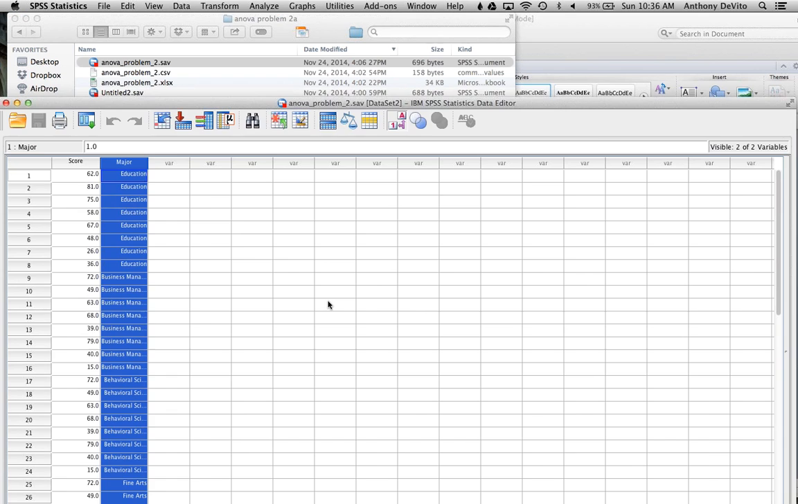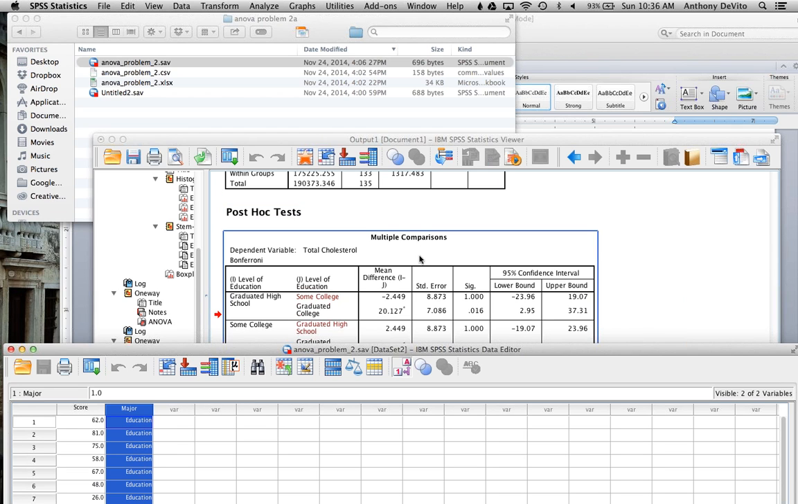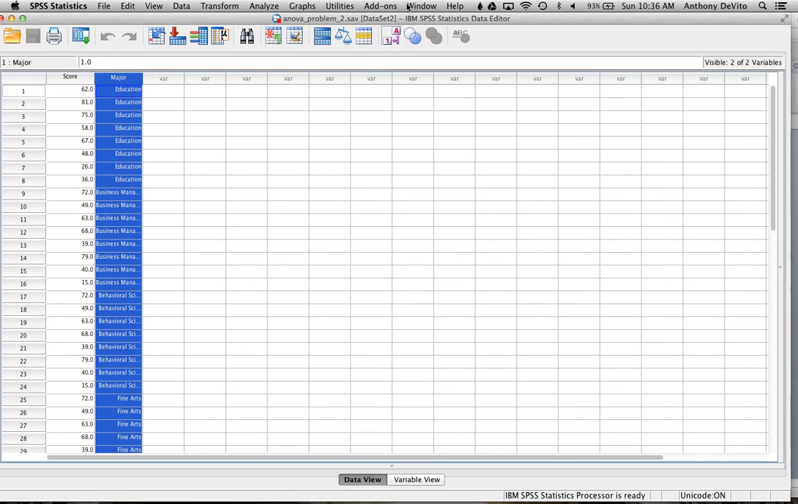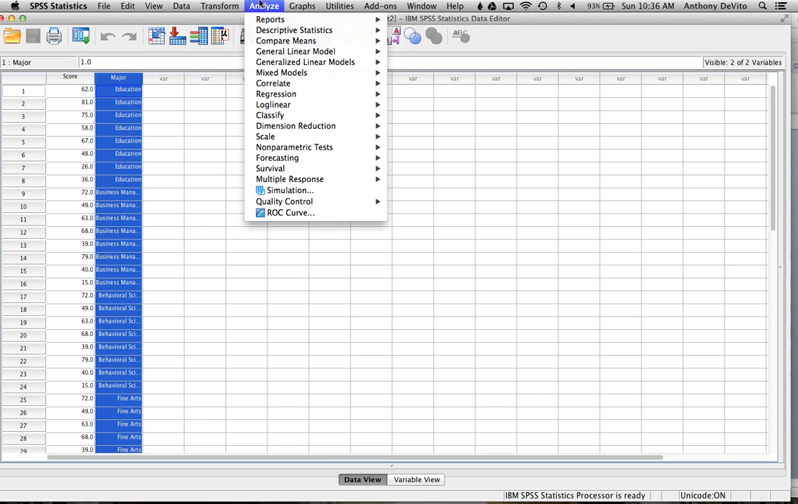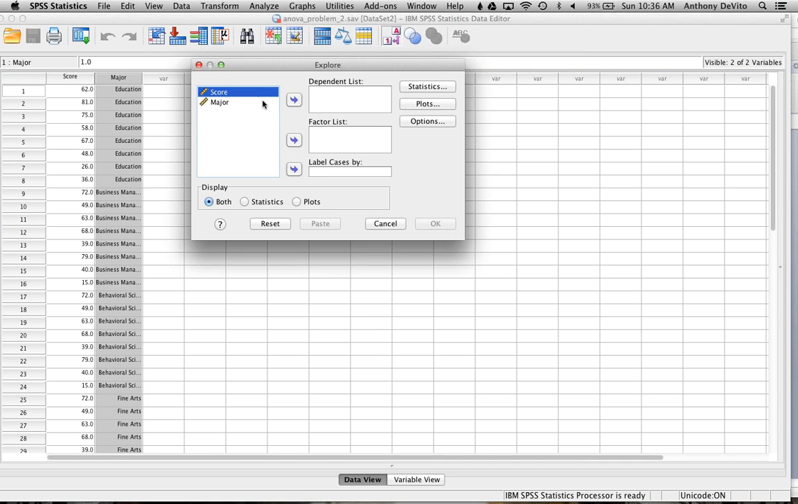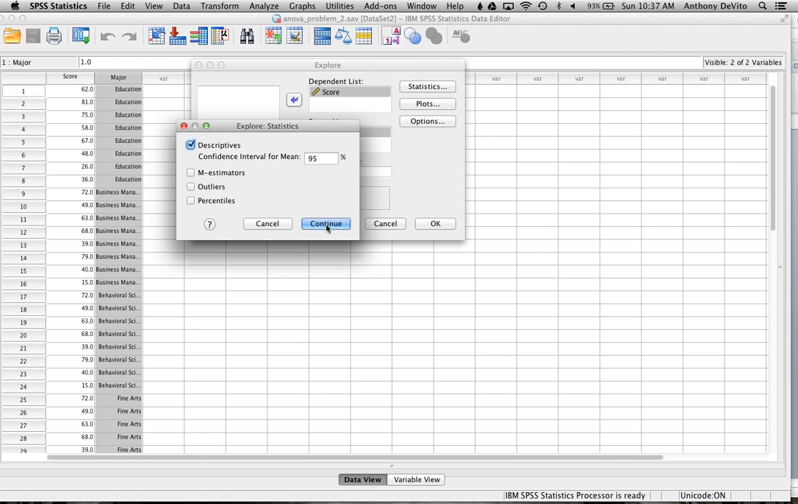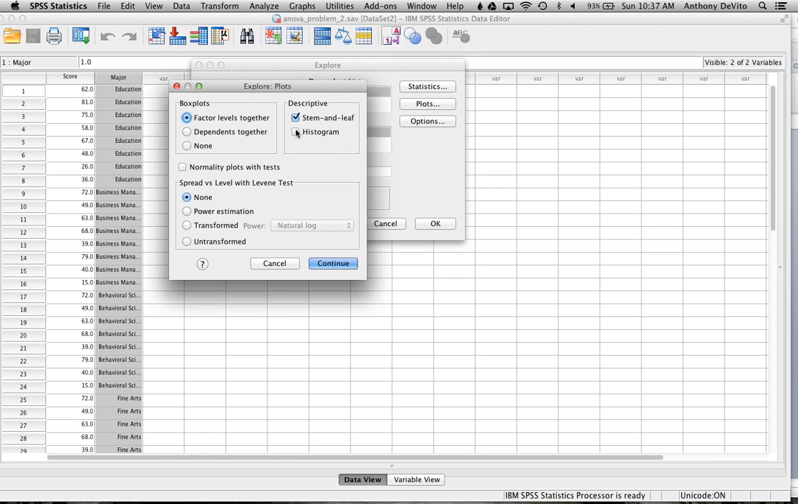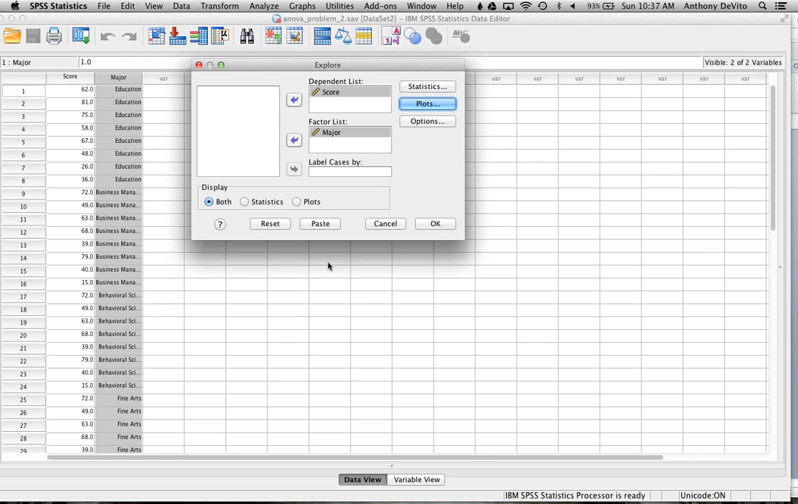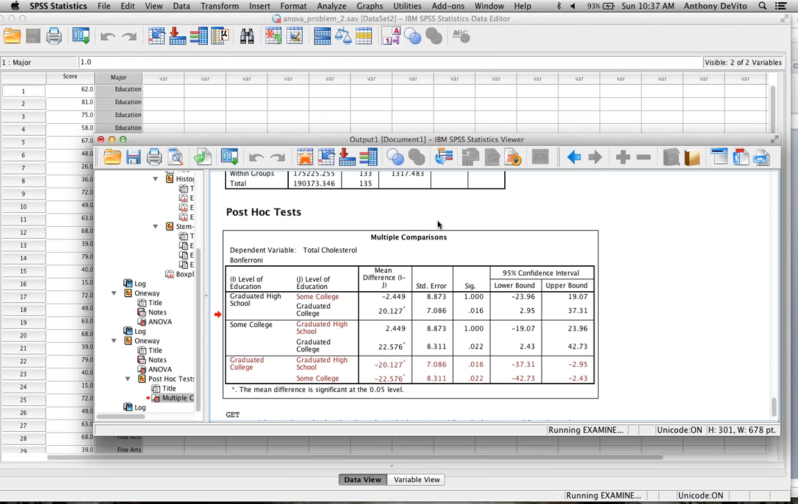I'm not going to bother to fill in all of the answers the way we did, because basically we're asking the same questions as we did before. First thing I'm going to do is go to Analyze, Descriptive Statistics, Explore. Since the questions are the same as before, I'm going to put the score, which is our numerical variable, into the dependent list, and the major into our factors. I'm going to just check that it's going to do our statistics. That's checked off. Good. And I'm going to have it do a histogram right off the bat because I know I'm going to need that anyway. I'm going to click OK.